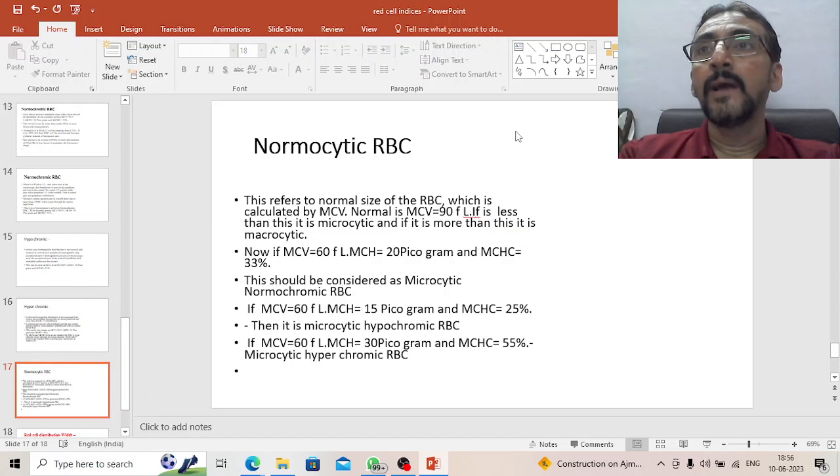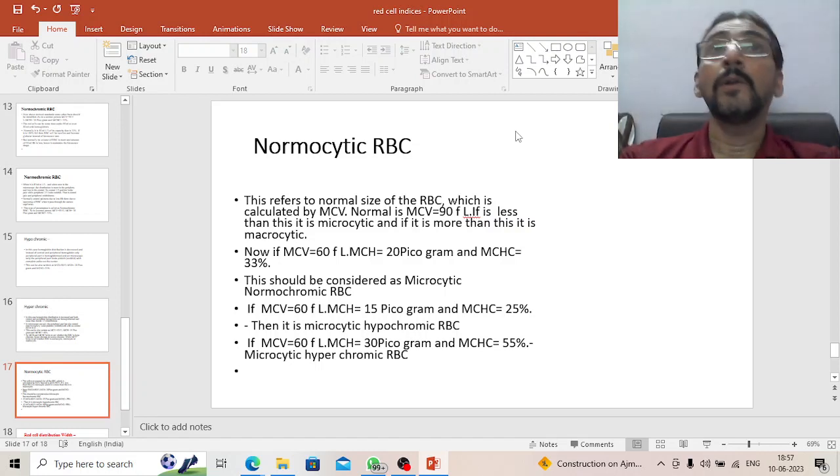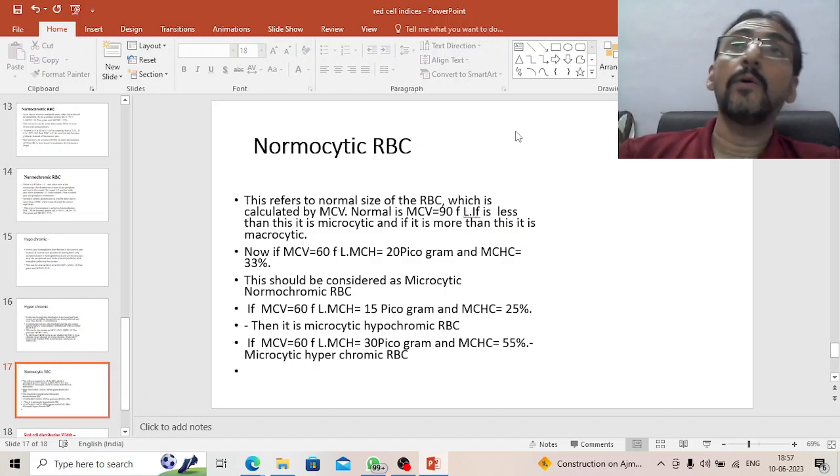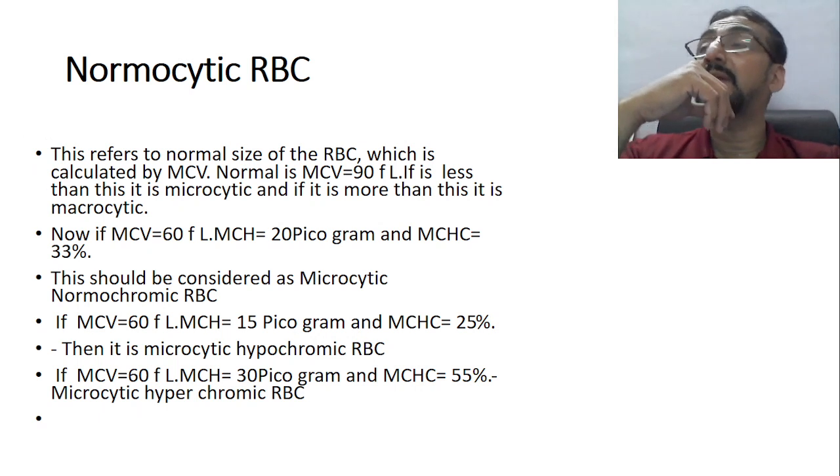That means if MCH and MCHC both increase, what does it mean? It means the concentration of hemoglobin has increased. If both decrease, the concentration of hemoglobin has decreased. So hemoglobin is the one which gives the color, chrome. So that leads to either hypochromia or hyperchromia. Now how to identify whether it's microcytic or macrocytic? So how to do this? Microcytic or macrocytic?